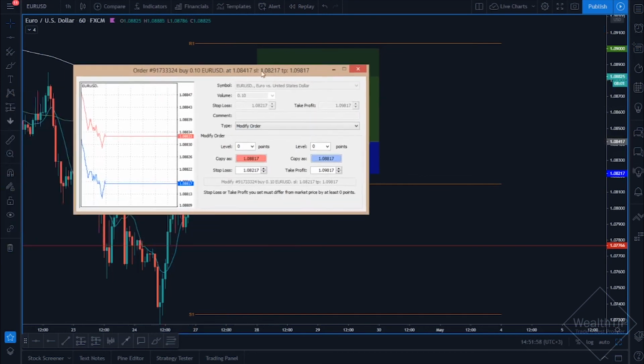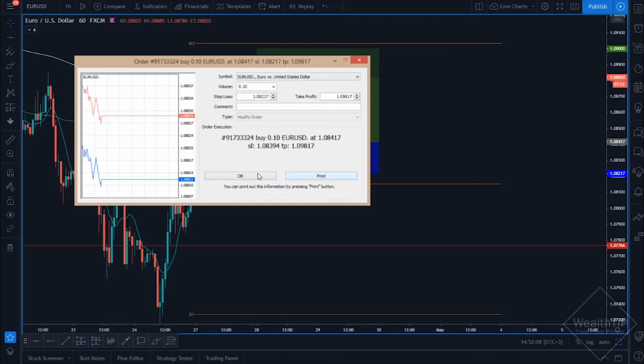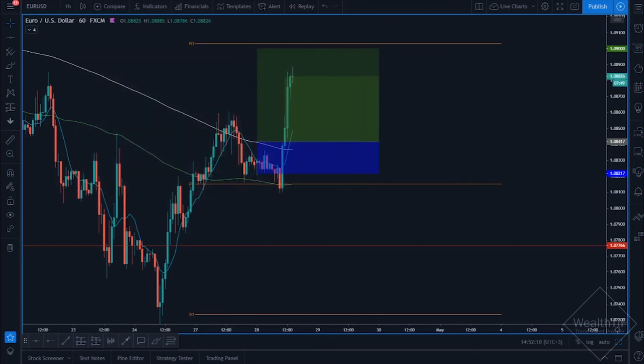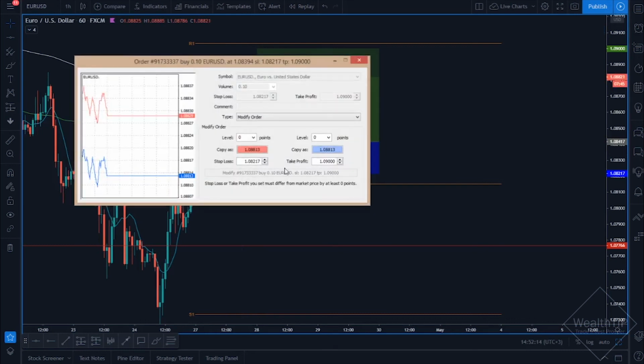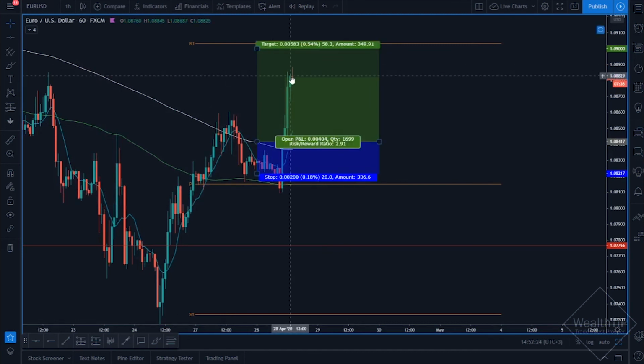We get this up over here. So we're going to move it to our price, which is going to be 1.08394 for the first one. And then we're going to move the second one over to that, just 1.08394. Here we go. So at the moment, there's absolutely no risk on the table.